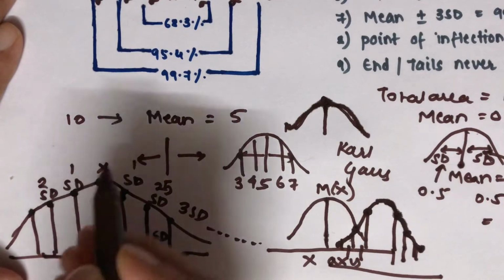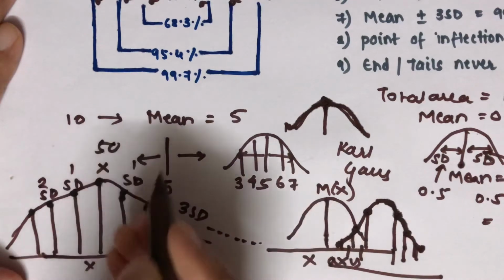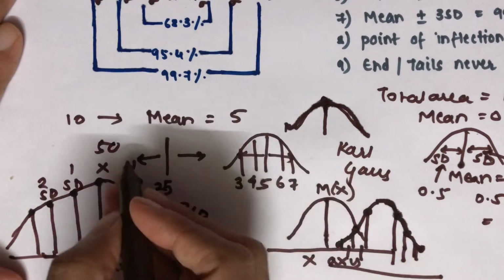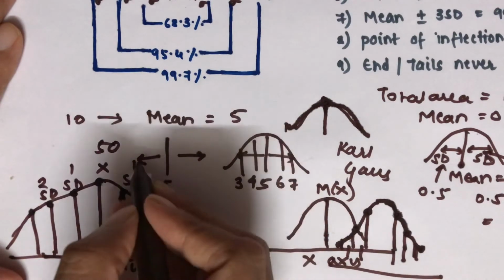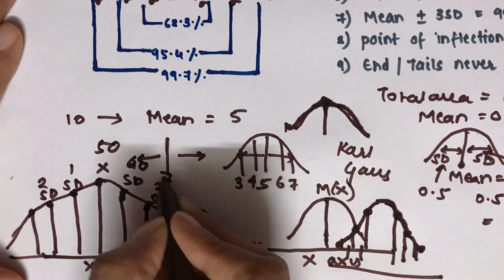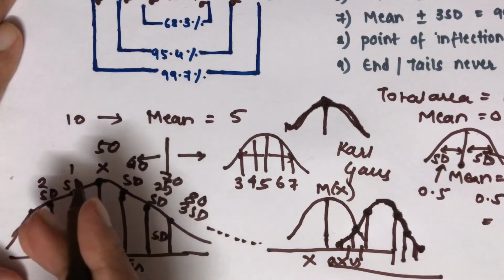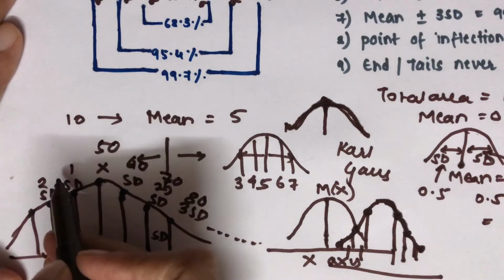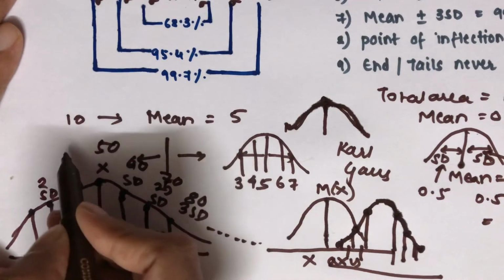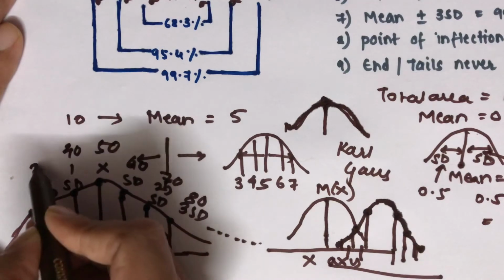Now this x value, if it is 50 for example, and it is going on the other side, that means the value is increasing. So it will be 60, then 70, 80 like this. And if it is on the left side, that means the values are less than this mean value. So it would be like 40, 30.